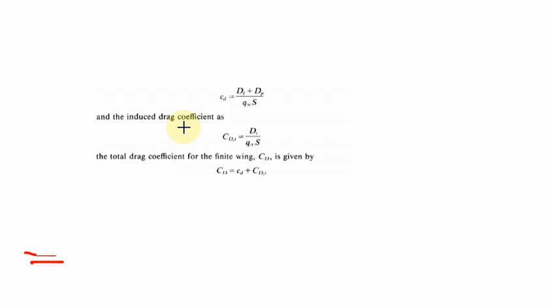So now there is an equation to find out the total drag. Total drag CD equals CD plus CDI. Here CD represents the total drag of an airplane, then CD represents your profile drag, and CDI represents induced drag. So induced drag plus profile drag. Profile drag is nothing but a combination of pressure drag and skin friction drag.